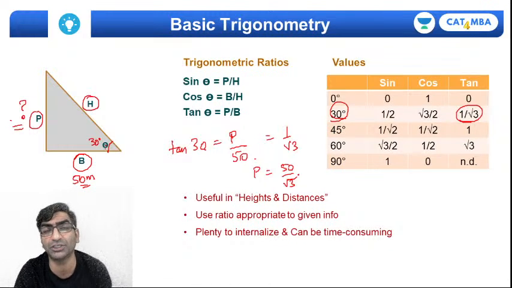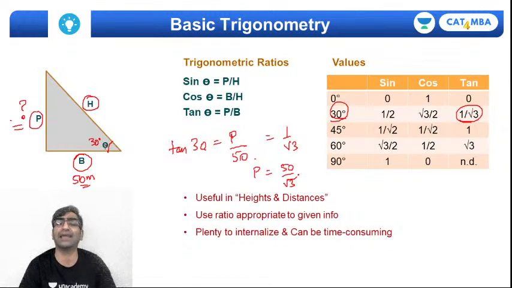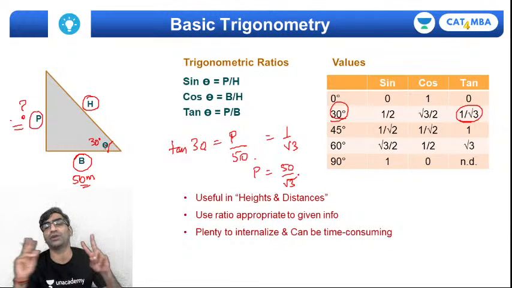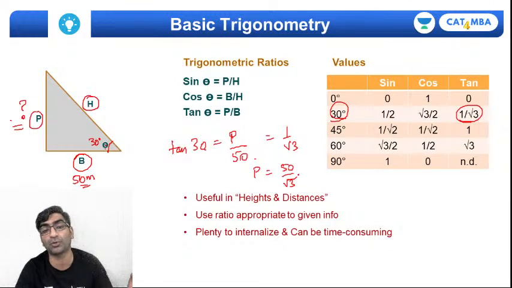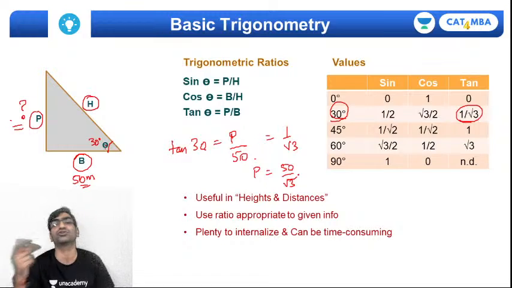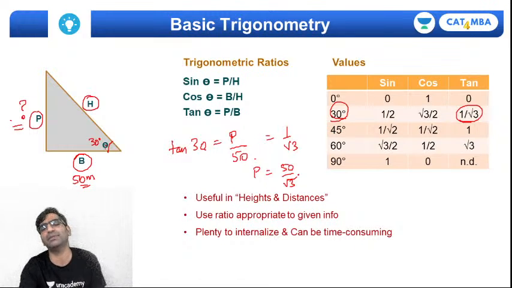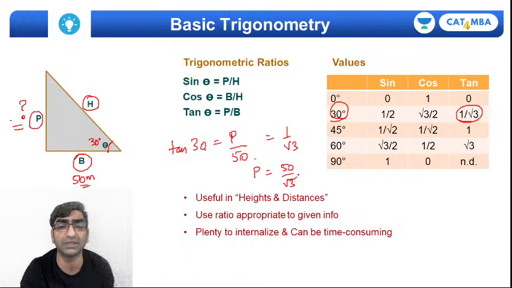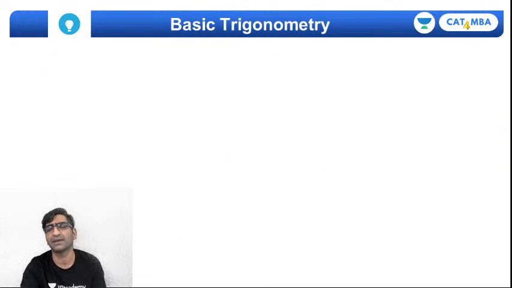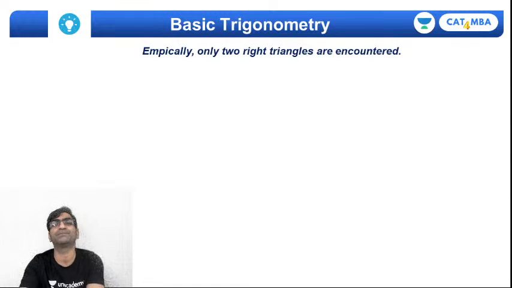The only issue here is that for every heights and distance problem, you're going to have to recall two things. You're going to have to recall the ratio appropriate to be used, and you'll also have to recall the value of that trigonometric ratio, sin theta, cos theta, or tan theta. Which can sometimes be time consuming, and I'm sure some of you also find it a little difficult to recall, and use or apply in problems. So how do we circumvent this problem? Quite simple. We use some empirical information.